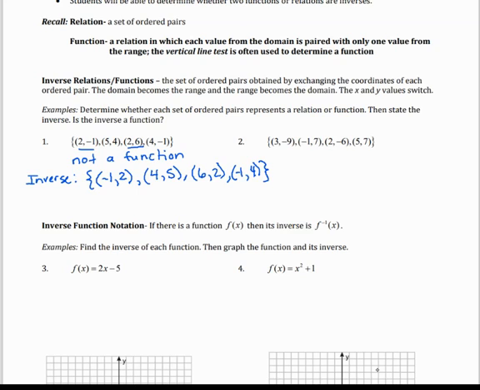So is this new inverse a function? If we look, -1 is being paired with 2, 4 with 5, 6 with 2, but now -1 is being paired up again with something else. So the inverse is not a function either. Now, you can have something be a function but its inverse is not, or you could have something that's not a function and its inverse is a function. Okay, you try number 2.